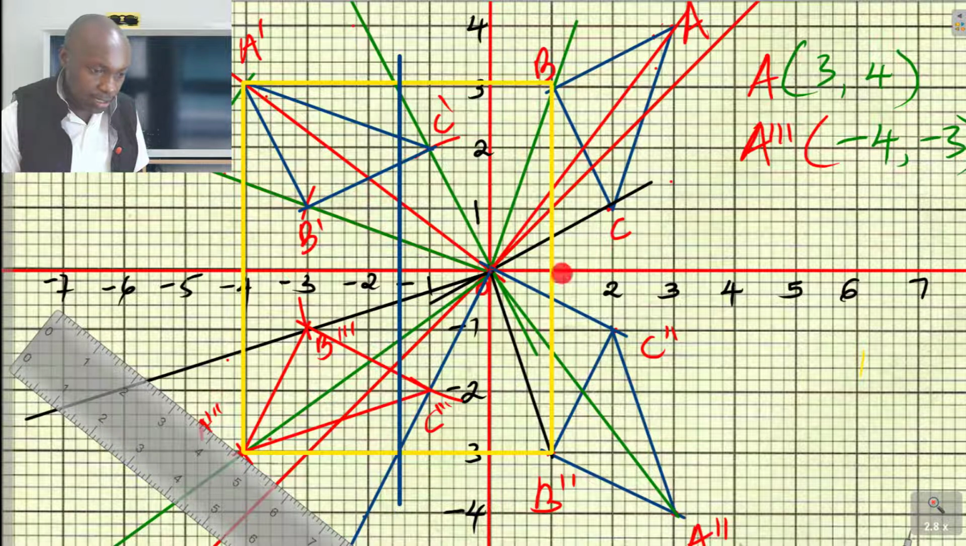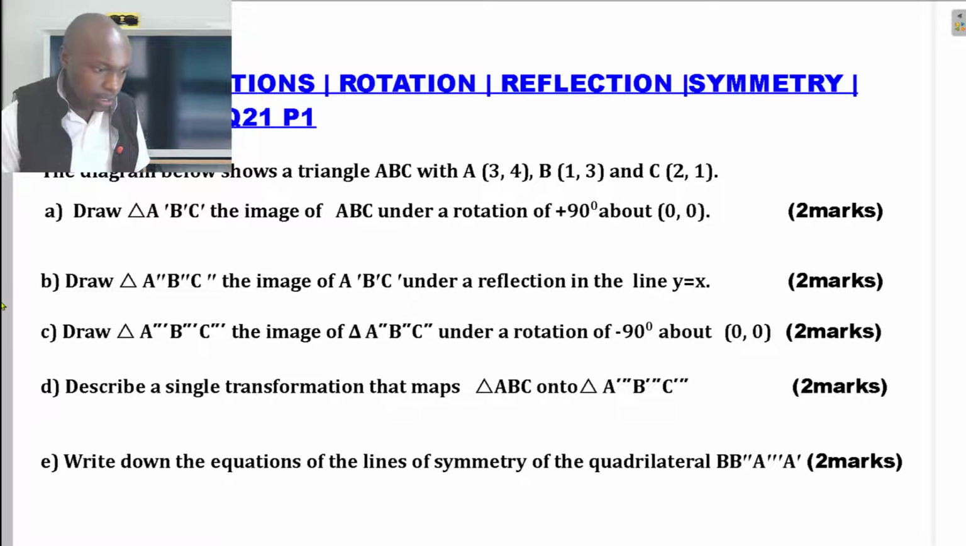But the obvious ones, because we only need 2 marks there, and we have identified the 2 obvious ones, the x-axis and also this line that is here. So those are the 2 equations of lines of symmetry. Remember, the line of symmetry is a line that divides any object or figure into 2 equal halves. So let's go to the question.